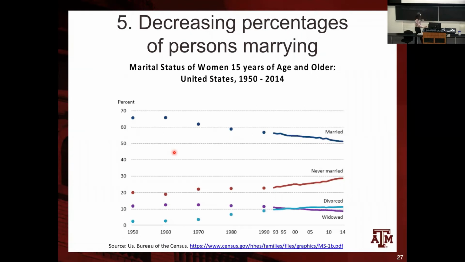Fifth point, decrease in percentages of persons marrying. The overall percentage of people getting married has been declining. And for this specific graph, you're just focusing on women with at least 15 years of age, right? The percentage of those married has been declining. The percentage of those never married has been increasing over time. The percentage of those divorced increasing a little bit. And the percentage of those widowed declining over time.